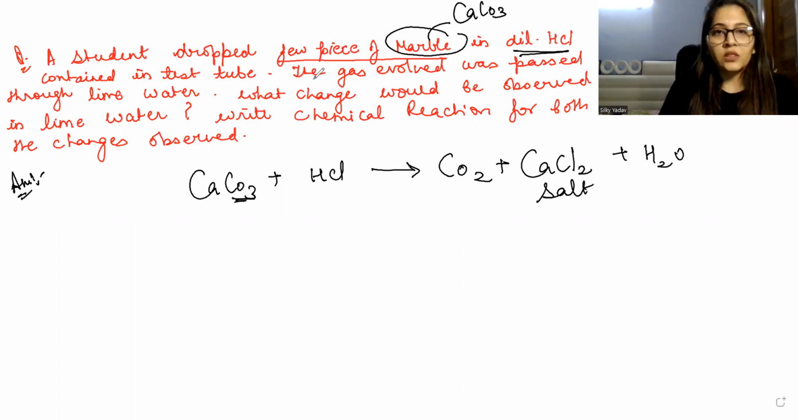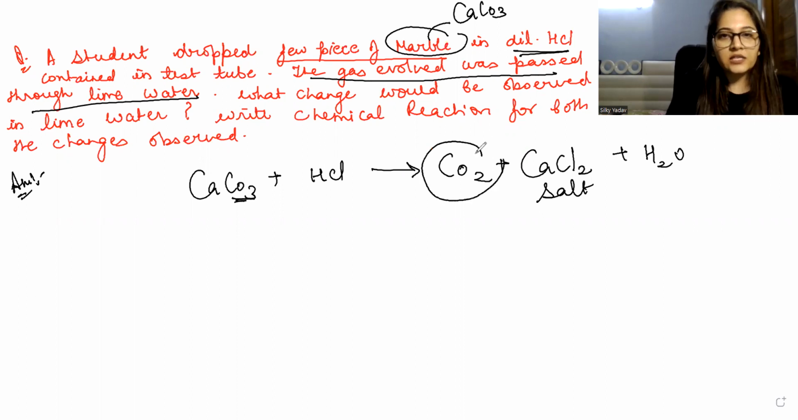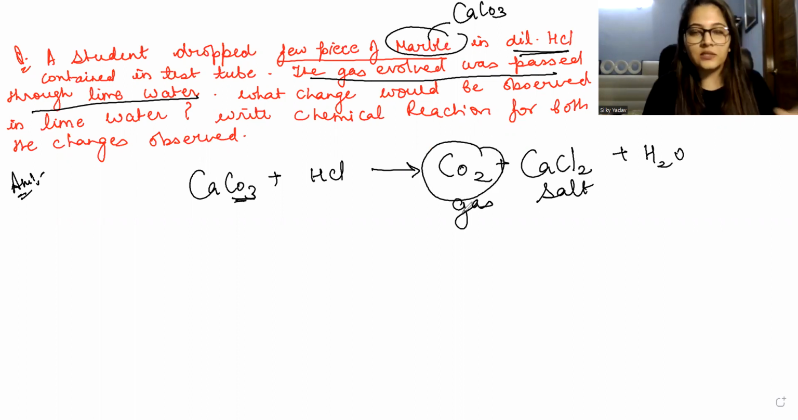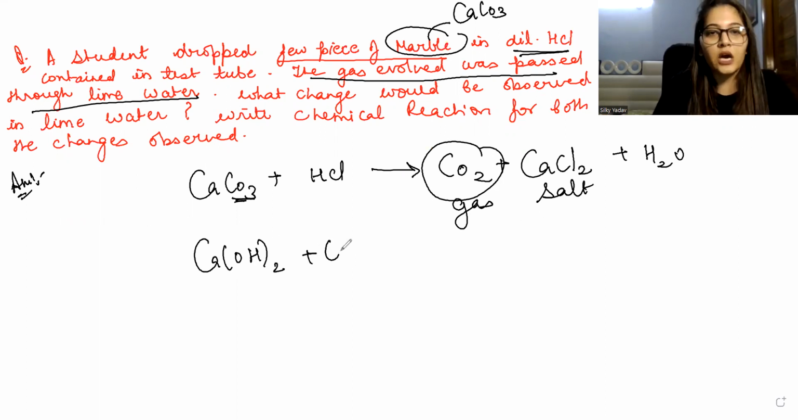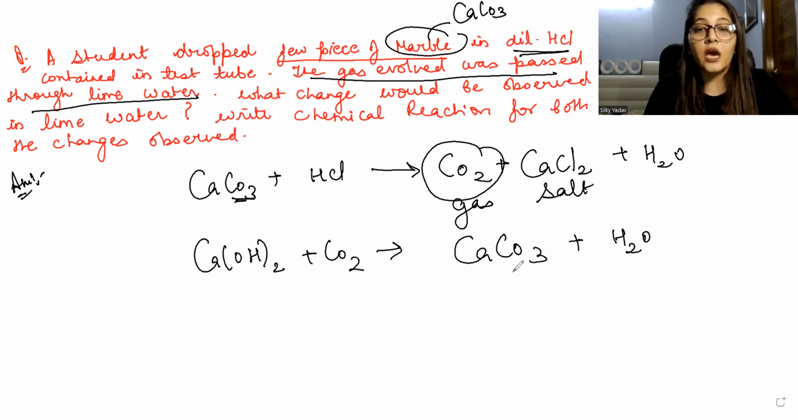Now, the gas evolved was passed through the lime water. So this is the gas that is evolved, and now we're going to pass this gas through the lime water. Now, what is lime water? Lime water is this. The slaked lime is also called lime water. Through this, we will now be passing this gas and we are going to get this again. That means we have again got calcium carbonate, right?